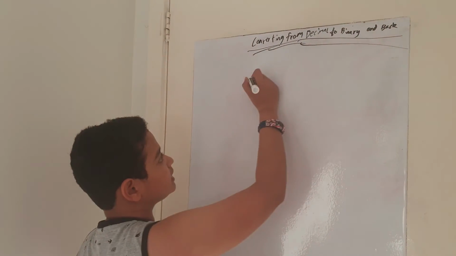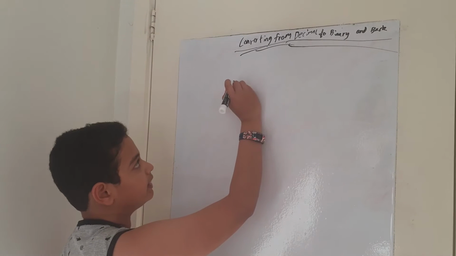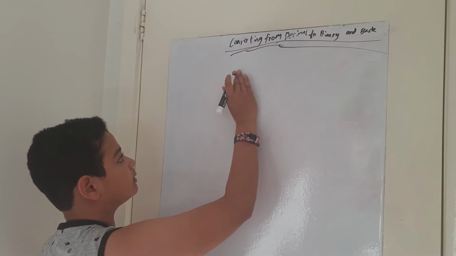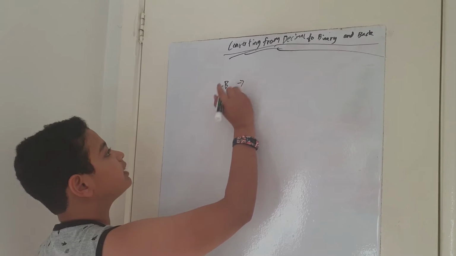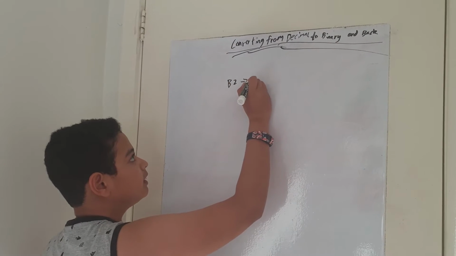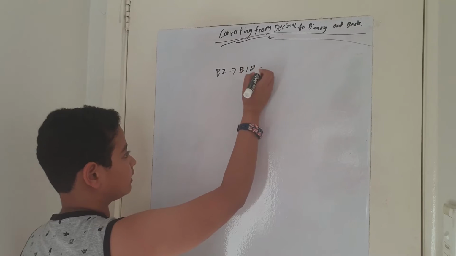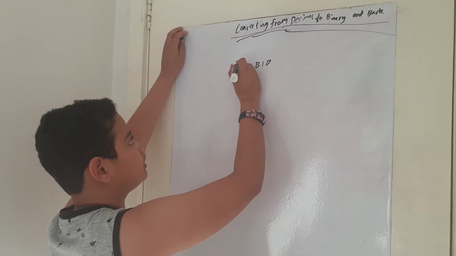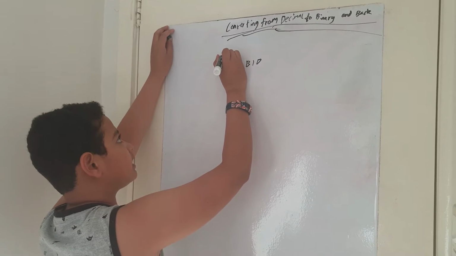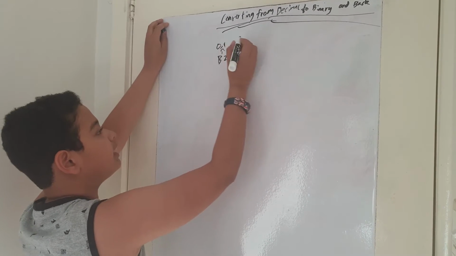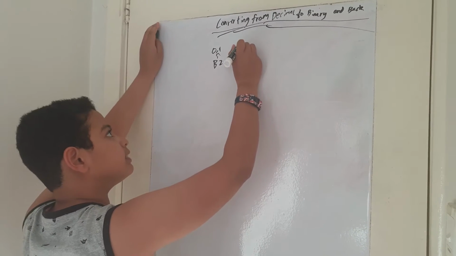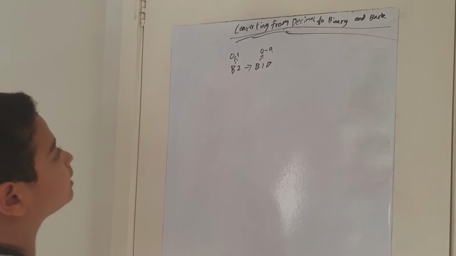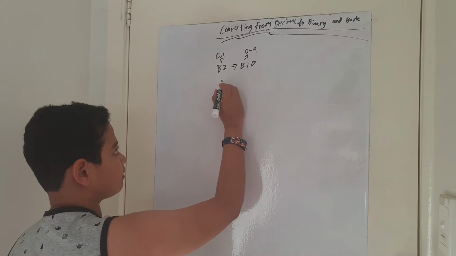So decimal is just basically base 10 and binary is base 2. So I'm going to call them B2 and B10. First I'm going to show you how to do B2 to B10. It's actually really easy because in B2 the only digits are 0 and 1, and in B10 there is 0 to 9. Okay, so I'm just going to think up a random number.